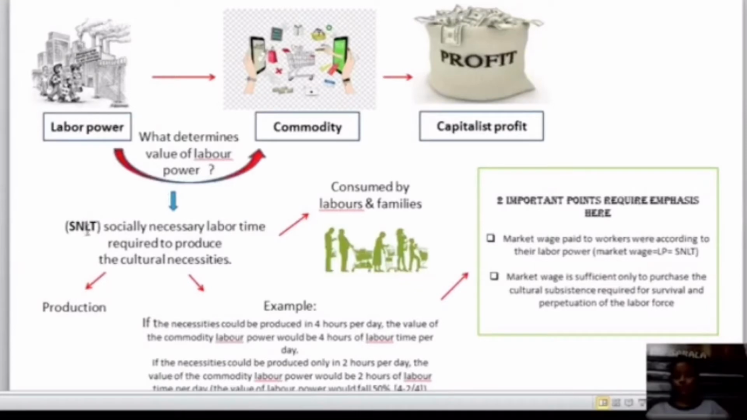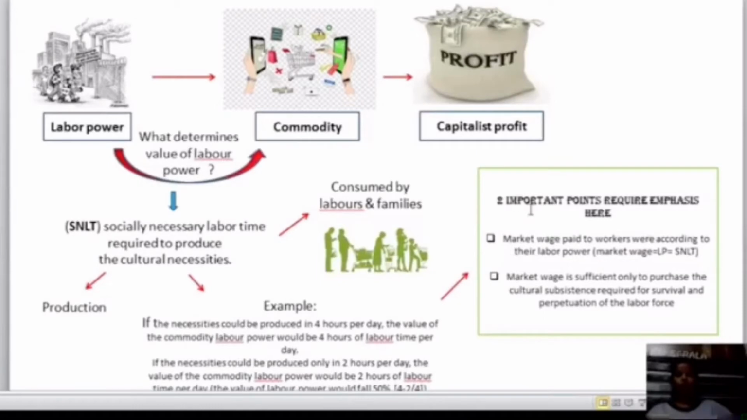The value of labor power is determined by the socially necessary labor time required to produce the cultural necessities which are consumed by the laborers and their families. For example, if the necessities could be produced in 4 hours per day, the value of the commodity labor power would be 4 hours of labor time per day. If the necessities could be produced in only 2 hours per day, the value of the commodity labor power would be 2 hours of labor time per day. The value of labor power will fall by 50%, which is (4 minus 2) over 4.